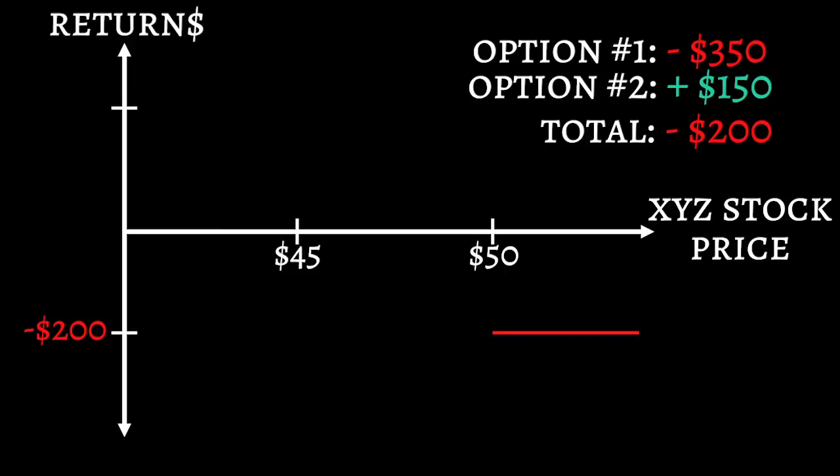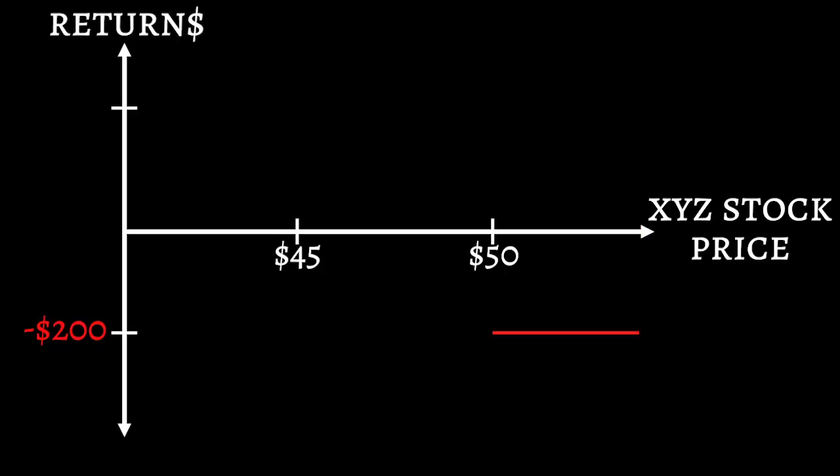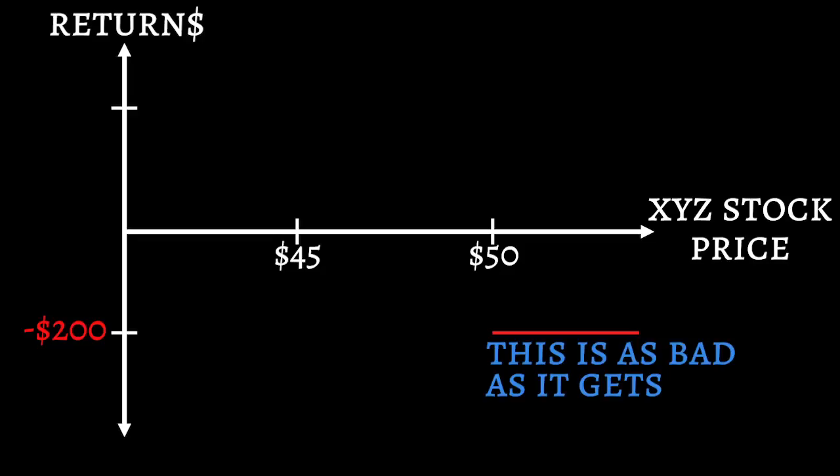This max loss of $200 would occur if XYZ was trading anywhere from $50 to infinity. One advantage of bear put spreads is that the max risk is capped and known when you create the overall position.